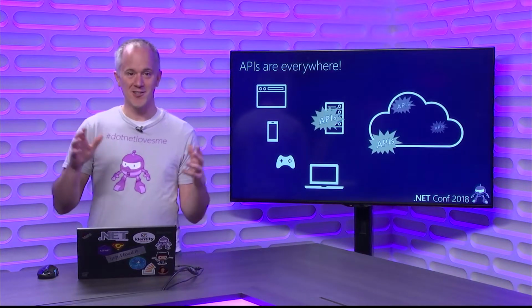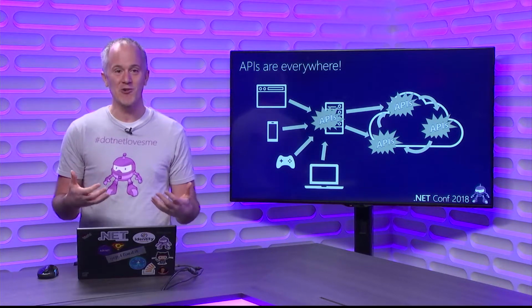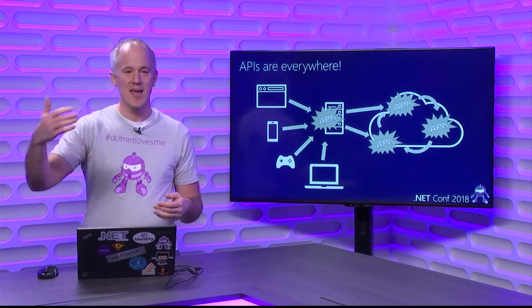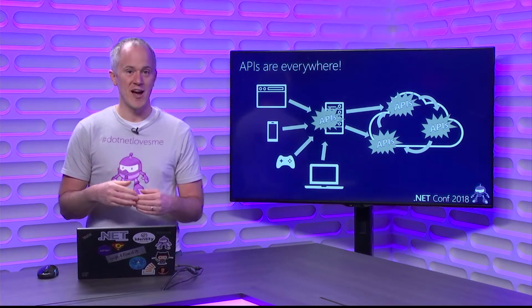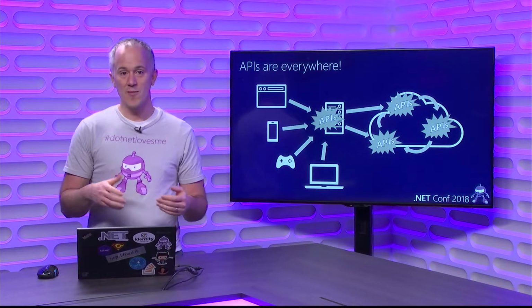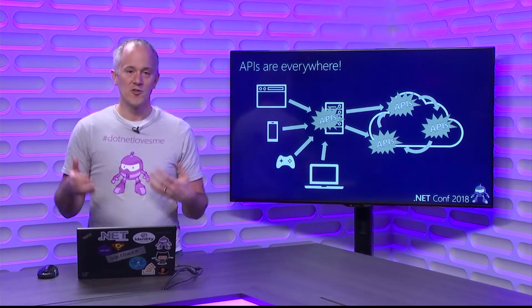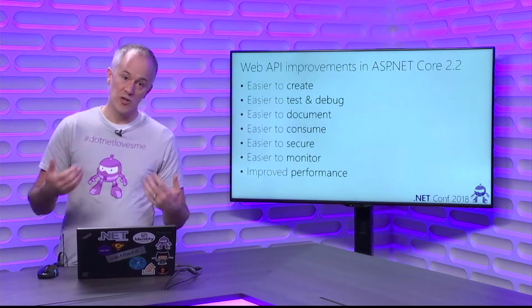Now, APIs are everywhere. Regardless of what type of application you are building, you're probably interacting with some sort of back-end API or service. And that API or service may in turn be interacting with other APIs that may be hosted in your local data center, or they may be hosted in the cloud. In 2.2, we want to make API development much better. So what are we doing in this release?